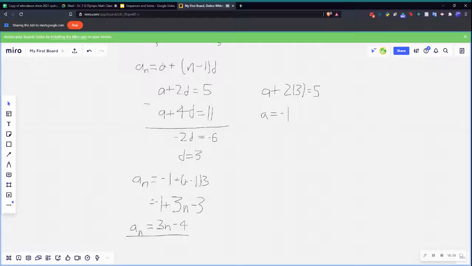So remember, for a general term, we're just solving for a and d, and we just plug them into the general term formula. And that's how we get it right here.